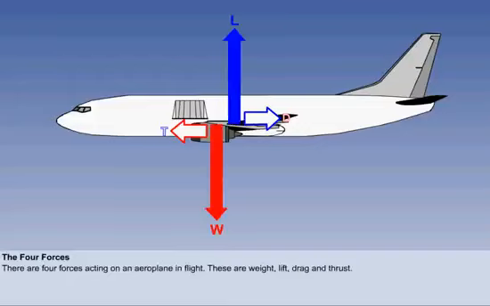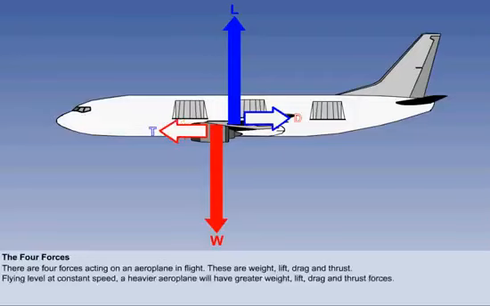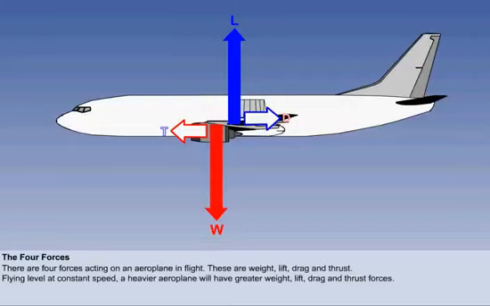We can now see that all four forces are related, and if an aeroplane is to fly level at a constant speed, a heavier aeroplane will require more lift, produce more drag, and therefore require more thrust. Similarly, a lighter aeroplane will have smaller lift, drag and thrust forces to maintain the same speed in level flight.